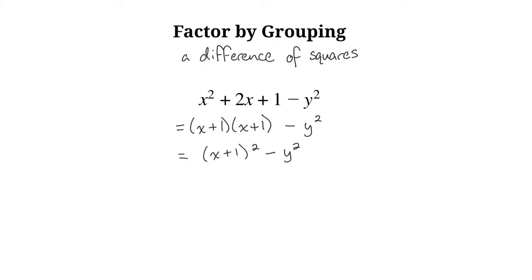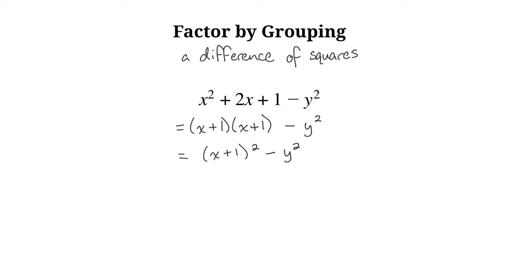So now we're left with something very special. We already know that y squared is a perfect square. But x plus 1 squared, is that a perfect square? Well, yes it is. This just means x plus 1 multiplied by x plus 1, multiplied by itself. So we need to treat this like a difference of squares, because it is. X plus 1 squared is our first square, y squared is our second square, and they're being subtracted.